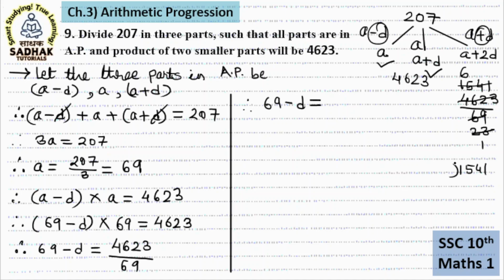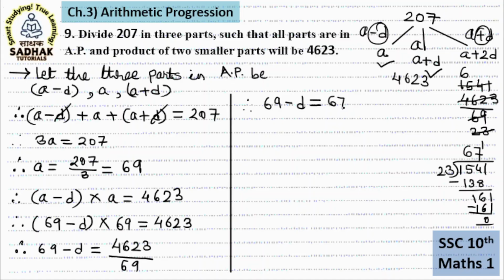1541 divided by 23. So 23 times 6 will give us 138. So 154 minus 138 is 16, then bring down 1 and 161 minus 161 gives 0. 23 sevens are 161. Okay, so we got our quotient 67.